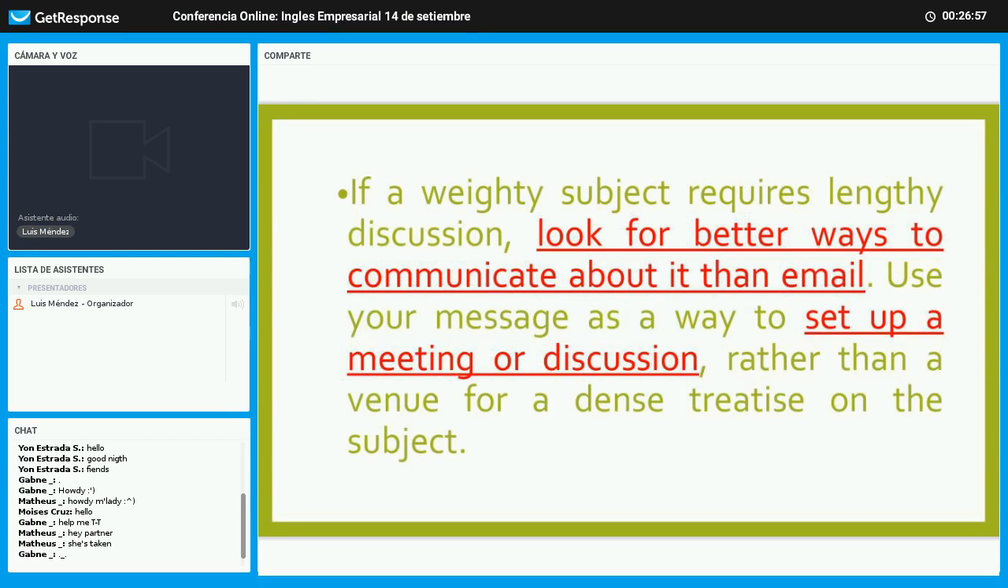Okay? Remember, you have to keep it short, and if you want to have further discussion, further details, a bigger conversation, you have to set up a meeting, and in that way it will be appropriate. An email is not the best way. Okay?